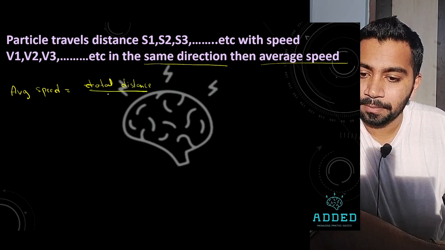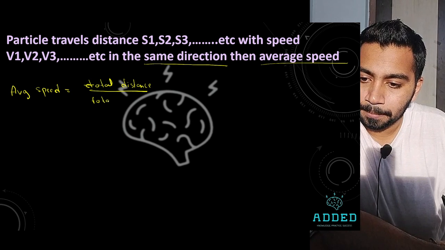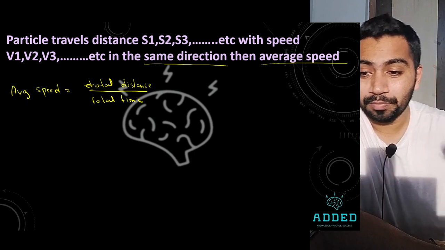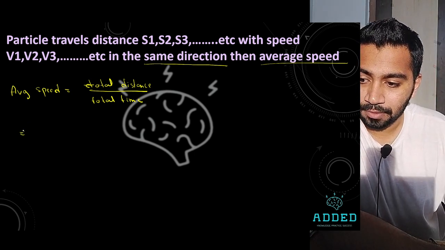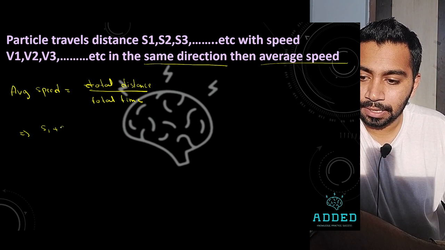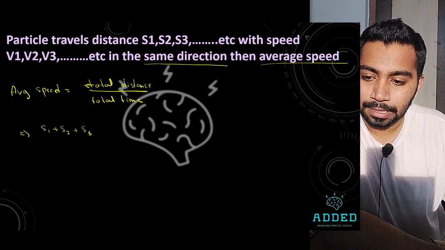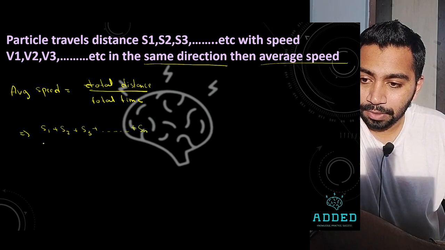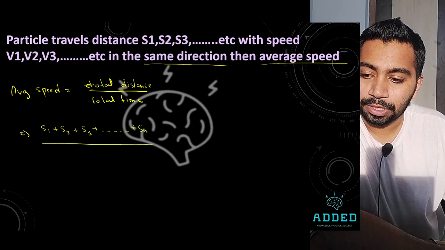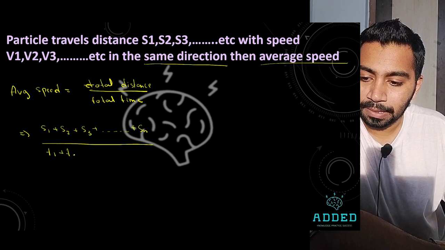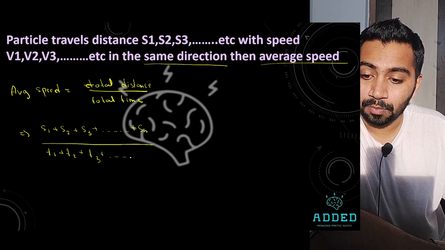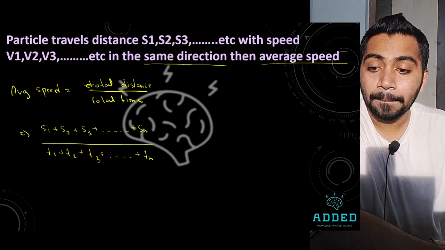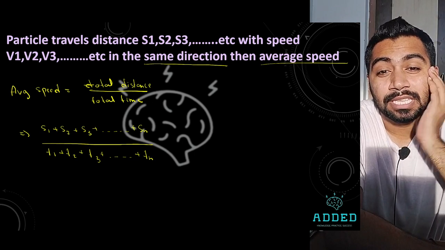Average velocity is total distance divided by total time. Here they are given distances s1, s2, s3 up to sn, and they are given no time. Basically, this is our formula, but where is time?